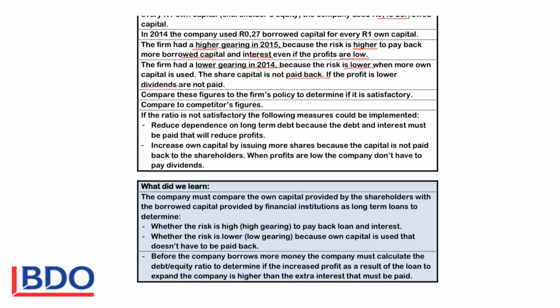You have to compare these figures with the firm's policy to see if it's satisfactory. You should also compare it with competitors' figures to determine if you have more or less the same ratio as the competitors. If the ratio is not satisfactory, the following measures could be implemented. Reduce dependency on long-term debts, because the debt and interest must be paid back when profits reduce. Increase own capital by issuing more shares, because capital is not paid back to shareholders, and if the profits are low, they don't have to pay dividends.